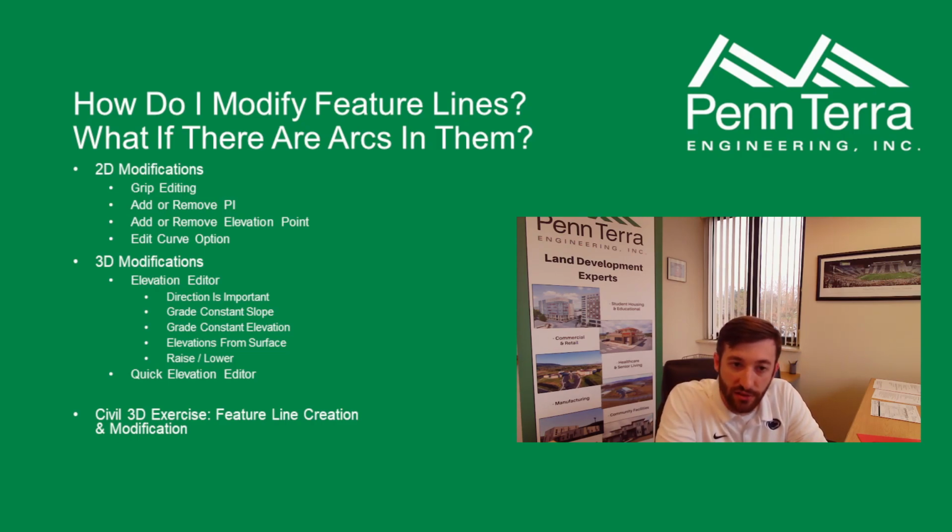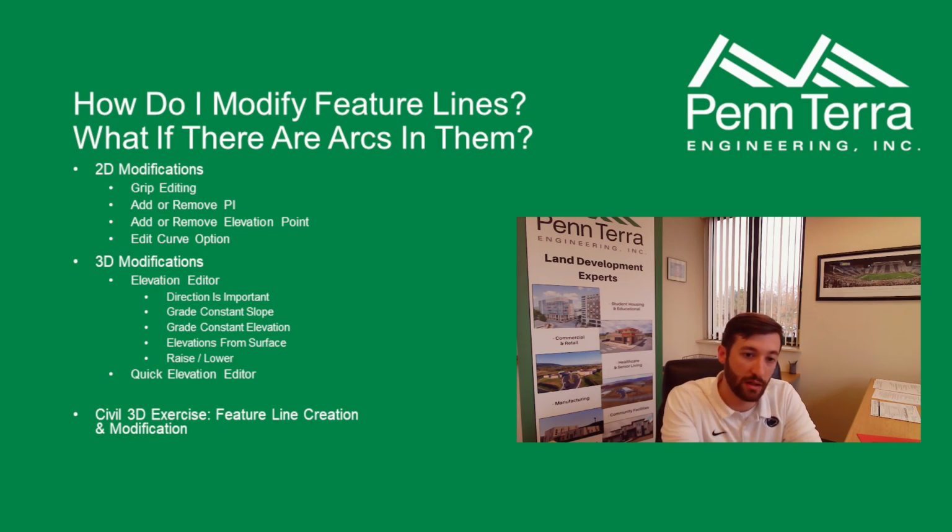3D modifications, you can use the elevation editor, which we're going to show. In that, you can type in the slopes between points, but you have to pay attention to which direction the line is drawn, or you could end up running everything backwards. There's also a button to grade between multiple points at one slope or elevation. You can set elevations relative to a surface, and you can raise and lower entire feature lines similarly to the way we did on surfaces. And then there's a quick elevation editor, which is really nice when you're doing curb ramps and parking lots because you don't have to get in and out of several menus to change multiple lines at once, which we'll show as well.